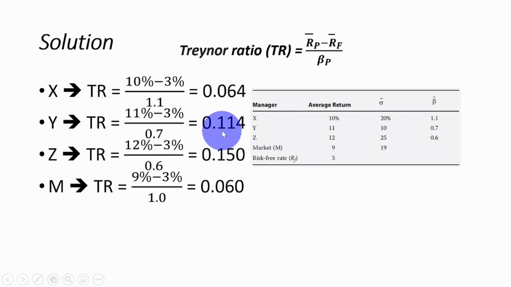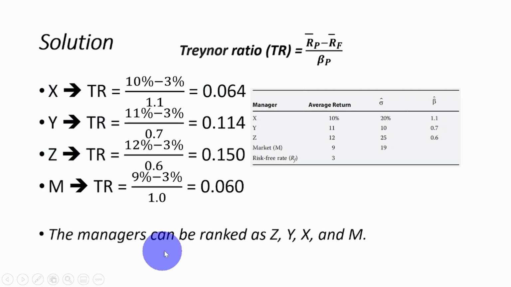So like I said earlier, we can use this to rank the portfolio like the Sharpe ratio. If you look at the values, you see that portfolio Z has a higher value, followed by portfolio Y, then followed by X, then the market portfolio. So the ranking will be Z, Y, X, and M. So the managers can be ranked as Z, Y, X, and M.